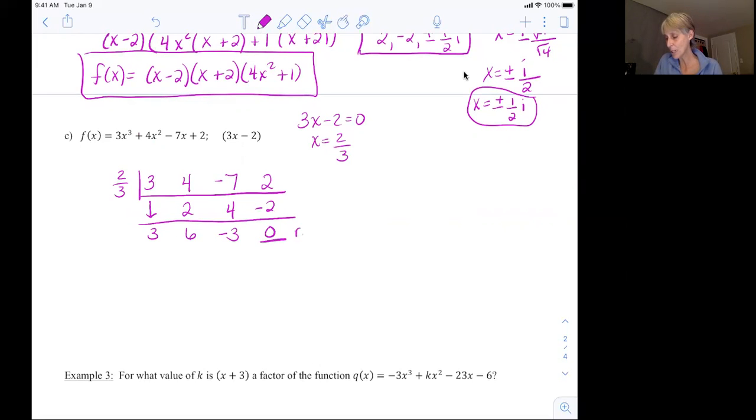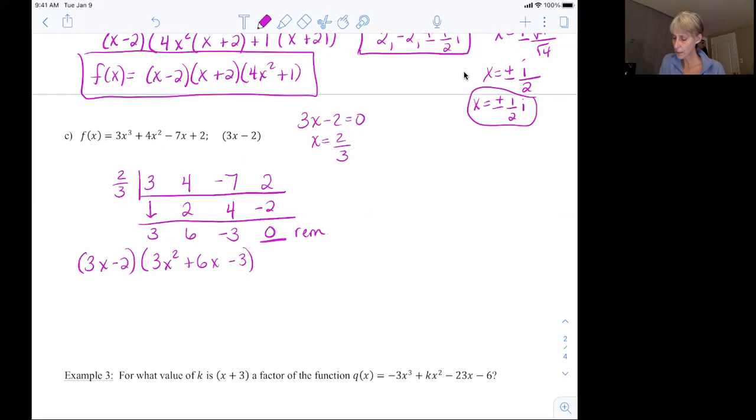Since my remainder is 0, I can use this, right? I can use 3x minus 2. And technically, this synthetic division, what I just did was I factored out that factor of 3x minus 2. I divided that out, and my reduced equation is 3x squared plus 6x minus 3.